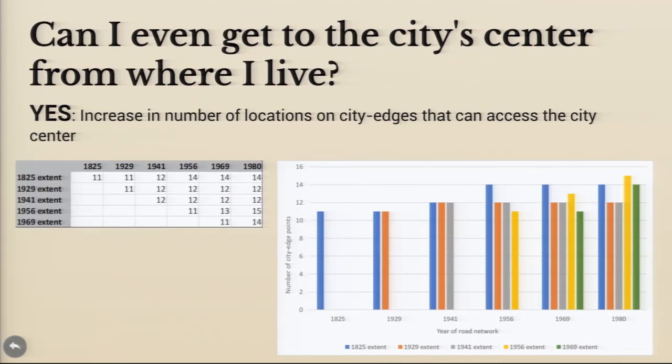So two questions that I said before. Can I even get to the city center where I live? Yes, you can. And here's the data. What you're looking at right now is the extent information. And if you're looking at it from the points that we have, it has actually increased, meaning that on the city edges, more people were able to access because there were more roads as time went on.